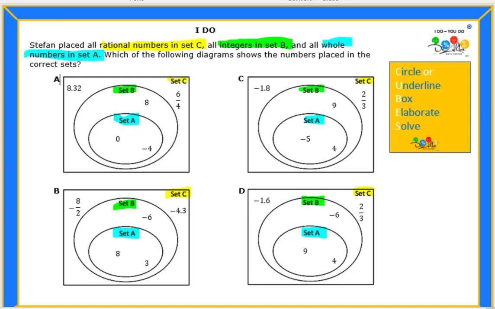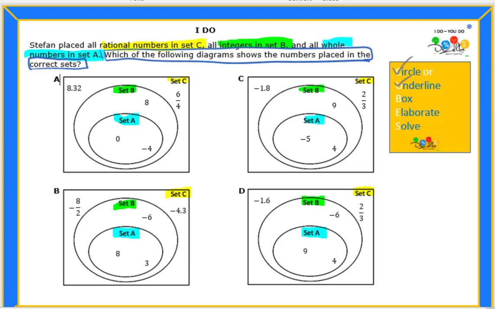Okay, so we circled or underlined our important information. We want to box in our question. Which of the following diagrams shows the numbers placed in the correct sets? So we are going to evaluate each answer choice, and pick our correct answer.